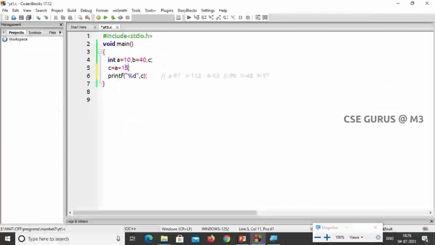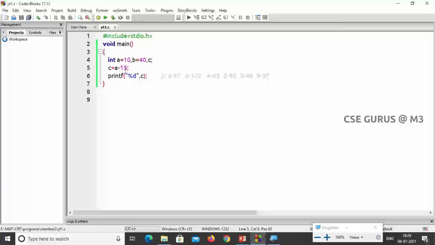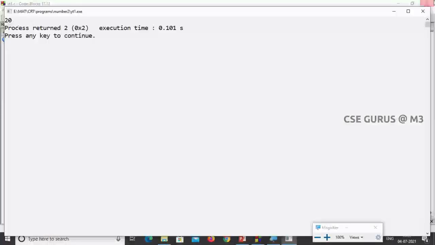Now the same rules whatever I have done are applicable for minus. I think we know, instead of plus you can make subtraction. So this will become 10 minus 15, which is minus 5, right? So we'll see that output. Yeah, minus 5. Same thing you can implement here, same as whatever you have done previously. If I write C equals, let us suppose, 60 minus b, a minus b, 60 minus 40, which is 20. Yeah, 20, it is fine.